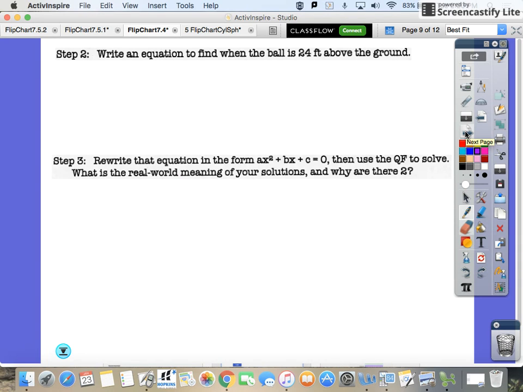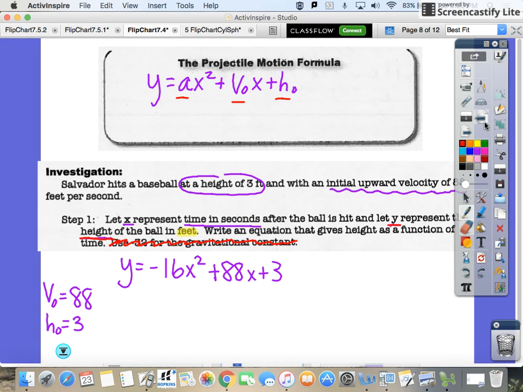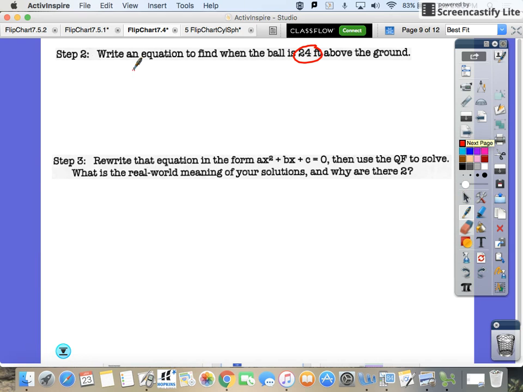The next thing it says, write an equation to find when the ball is 24 feet above the ground. So 24 feet is a measure of height. Height is y. If you look back, it says that x is time and y is the height of the ball. So what we're going to do is replace our y with 24. So 24 equals -16x squared plus 88x plus 3.